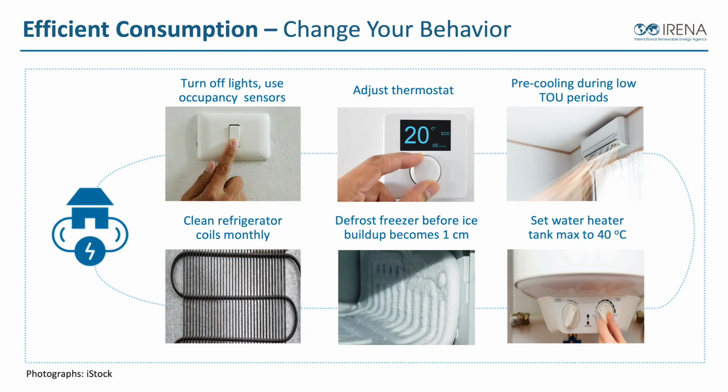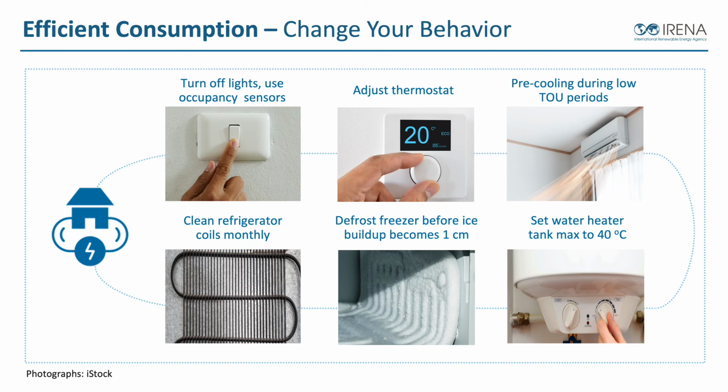The other things we can do when we're trying to be more efficient is think about our behavior. How do we use lighting? Am I turning things off? Am I unplugging things? Could I use an occupancy sensor so the lights turn off automatically when I leave the room? Maybe I'm adjusting my thermostat a little bit too cold or too hot. And so maybe I can use a little bit less air conditioning by adjusting that thermostat.